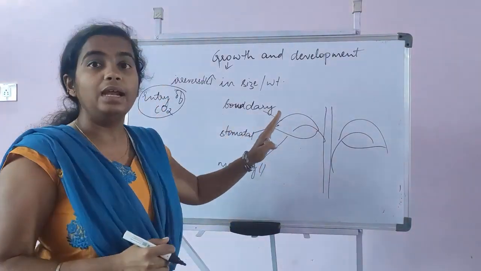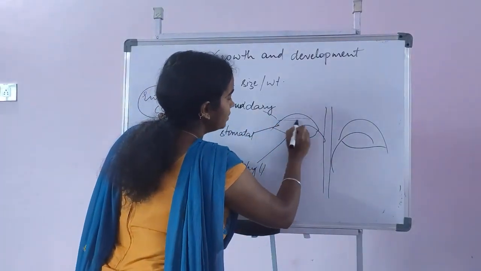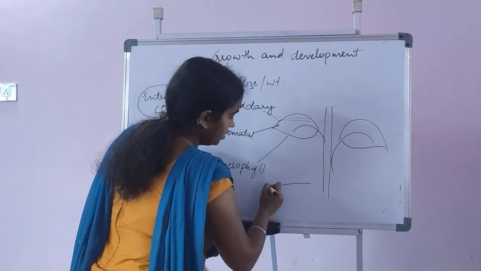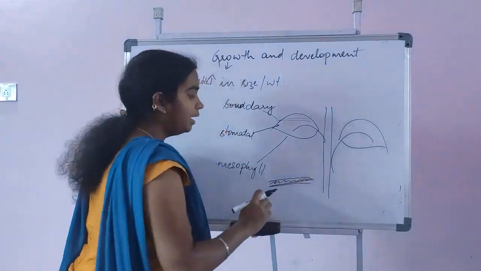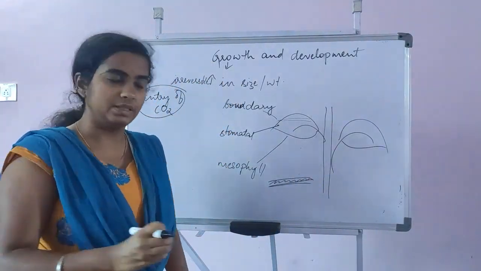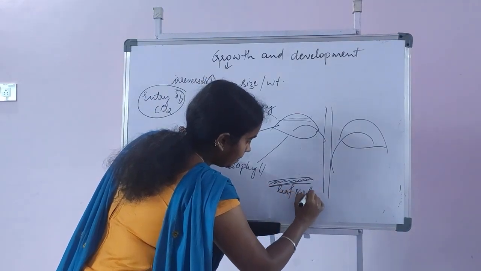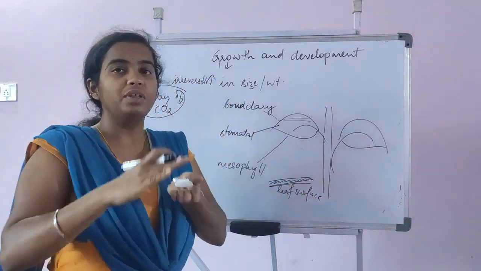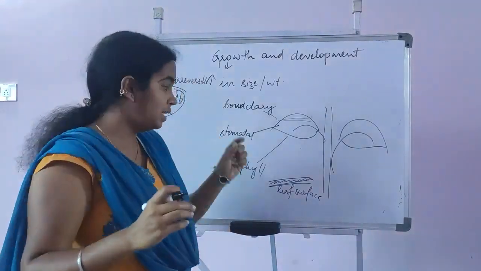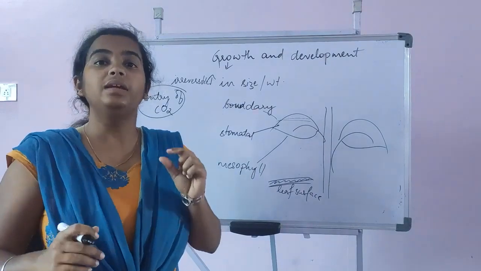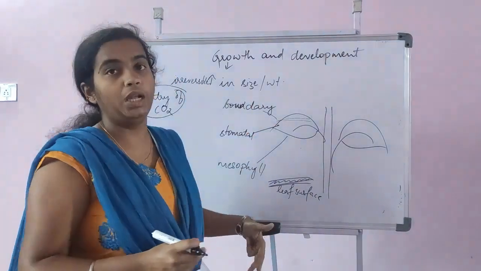The first one is the boundary layer. Here boundary layer means on the leaf surface. Suppose this is the leaf surface. On the leaf surface, a thin layer of undisturbed air will be present. So on the surface of the leaf, a thin undisturbed layer of air will be present. That we call a boundary layer. So that will offer a resistance for entry of the carbon dioxide.